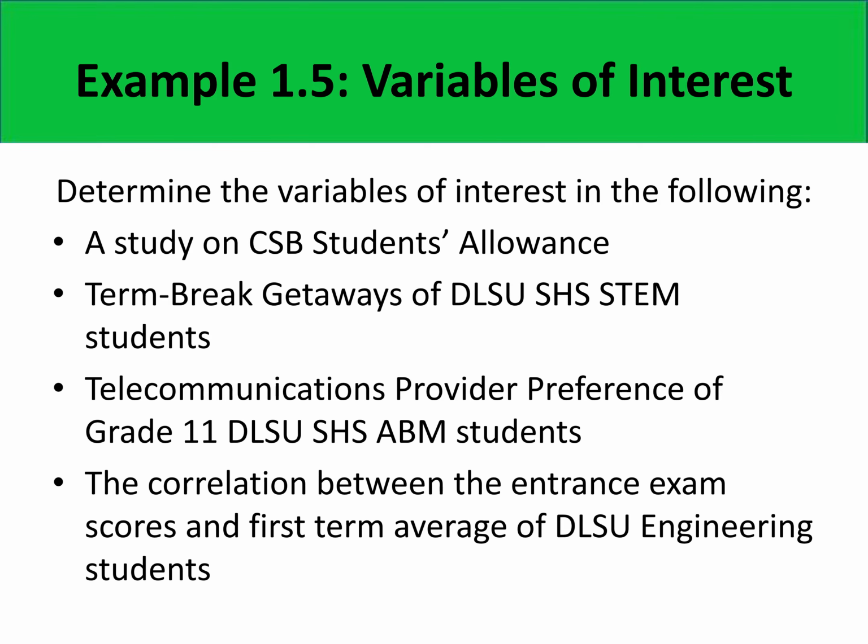Now, let us consider again the research titles you've encountered in the previous video. But this time, let us identify the variables of interest. In the first research title, the variable of interest is allowance. In the second one, it is term break getaways. In the third one, it's telecommunications provider preference. And in the fourth one, we have two variables of interest. These are entrance exam scores and first term average.